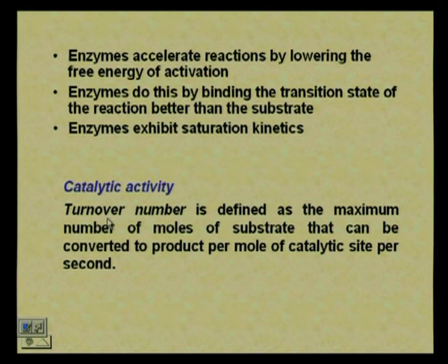But there is a turnover number that is going to tell us the catalytic efficiency, and that efficiency is measured by how many moles of the substrate we can convert to the product per mole of catalytic site per second, because you have to remember it is a rate that we are considering, right. So, you are looking at the maximum number of moles of substrate that can be converted to product per mole of catalytic site per second.